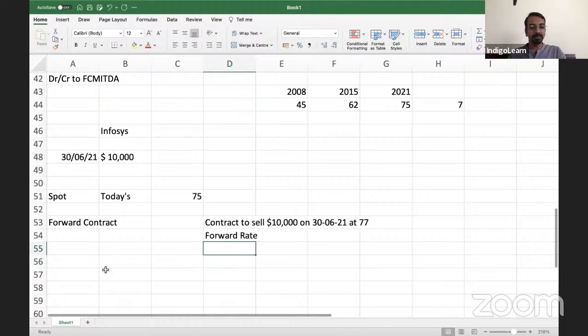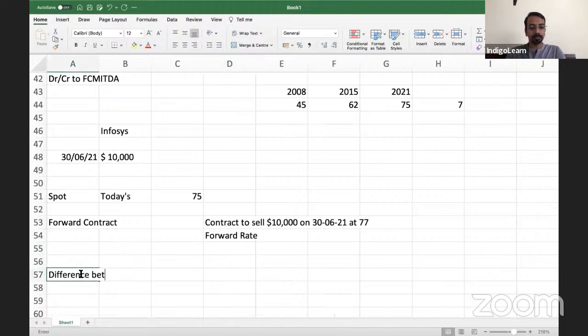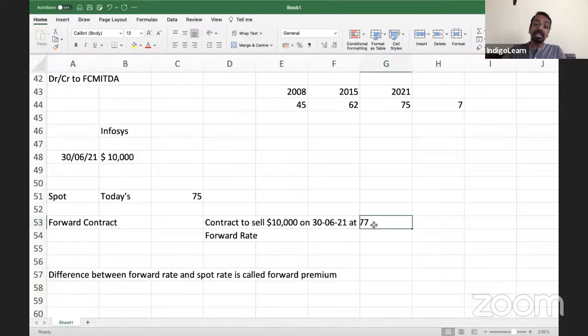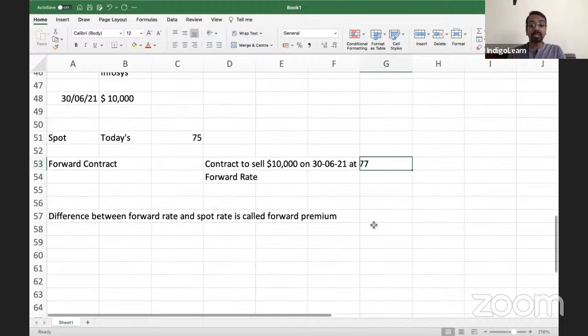Now, the difference between forward rate and spot rate. See, there is also concept of cash rate, spot rate. I'll not get into all of that. Spot rate means today's rate. Just understand that. Difference between the forward rate and spot rate is called forward premium. Now, it can be forward premium received or forward premium payable. It could be both of them, right? Now, in our case, 77 is what we will receive versus 75 today. So 2 rupees is extra that we will be receiving for $1. That is called forward premium.